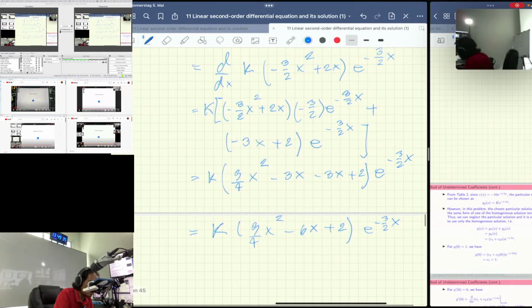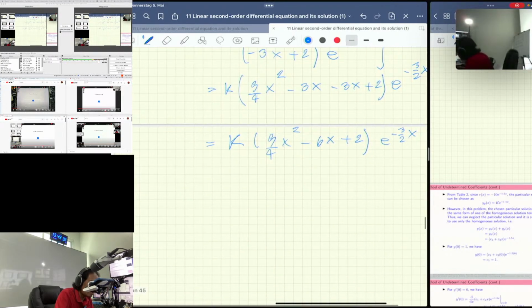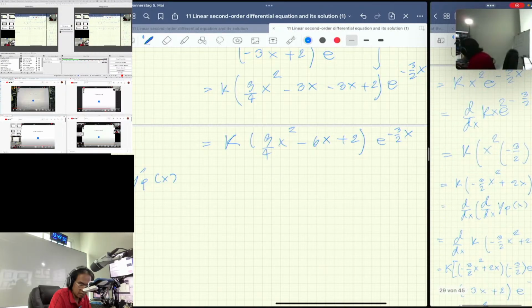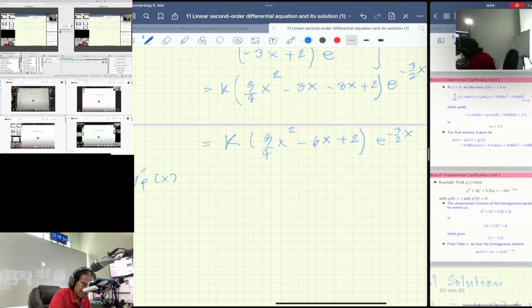Let's try to combine them. If you try to combine them, it's going to be y double prime p x plus 3 y prime p x plus 2.25 y p x equal to negative 10 exponential negative 1.5 x.